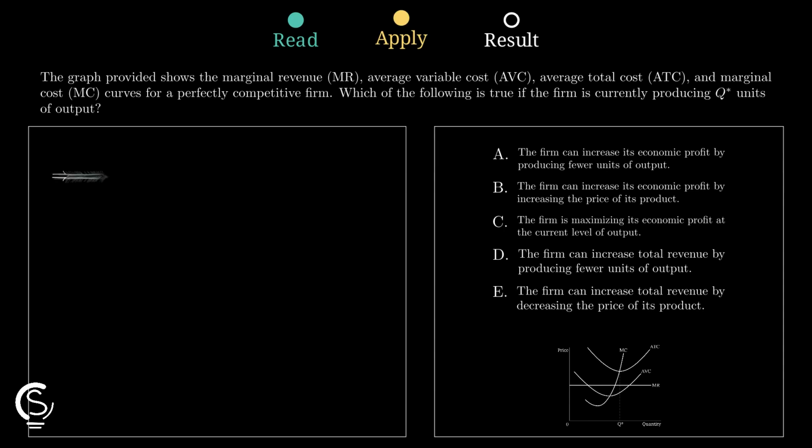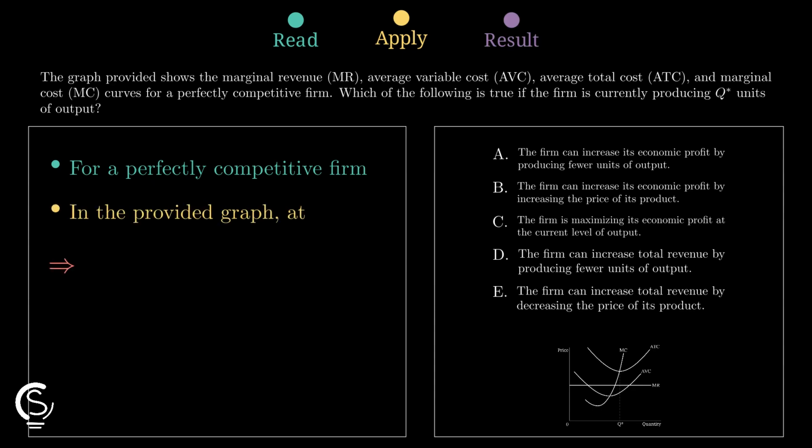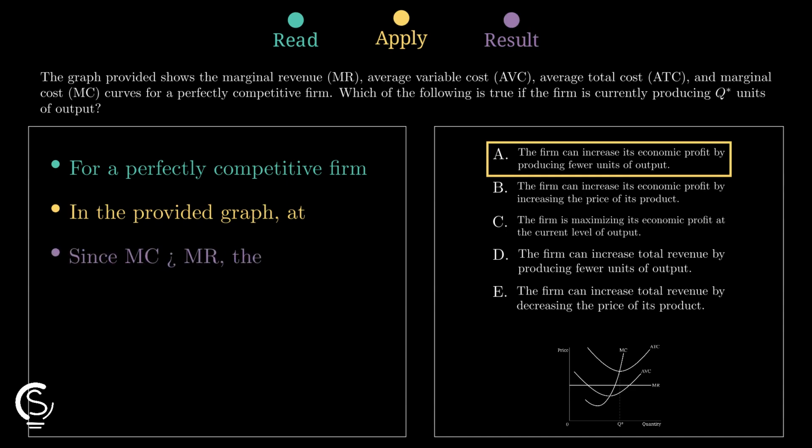Notice that at Q star, the marginal cost curve is actually higher than the marginal revenue curve. This means the cost of making one more unit exceeds the revenue it generates. Since marginal cost exceeds marginal revenue, the firm loses money on those units. Reducing output will increase their total economic profit.